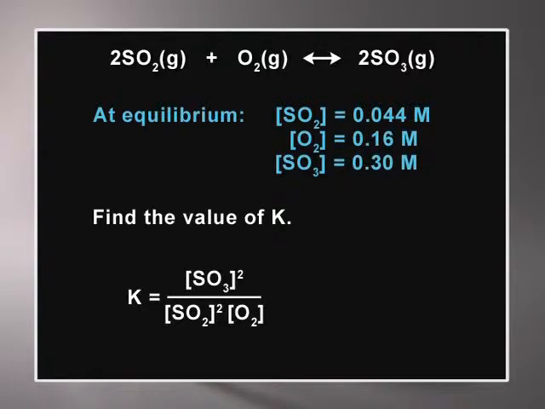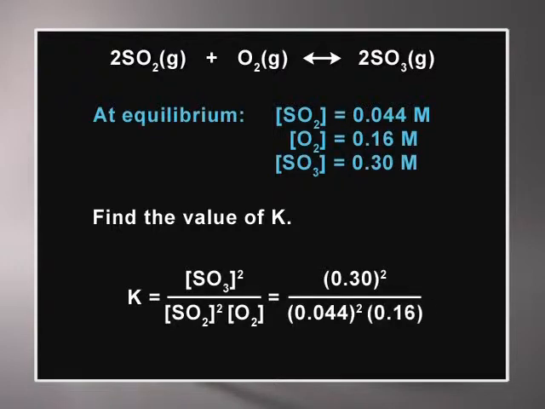Which means remembering to raise each concentration to the appropriate power and using your calculator correctly. Plugging in the numbers given in the problem, the concentration of sulfur trioxide was 0.3 molar, and that has to be squared. The concentration of sulfur dioxide was 0.044 molar, and that also has to be squared. And the concentration of oxygen was 0.16 molar. If you evaluate this correctly, you will get an answer of about 290, or 2.9 times 10 to the second in scientific notation. Okay, that's the first, and as I said, I think the easiest kind of equilibrium problem.